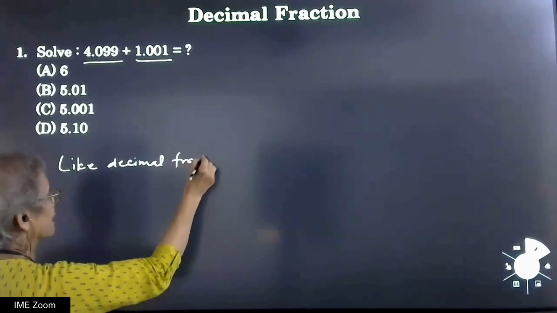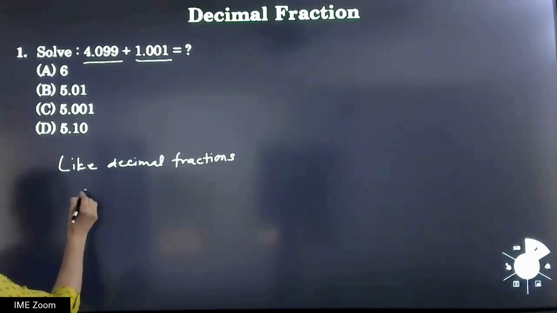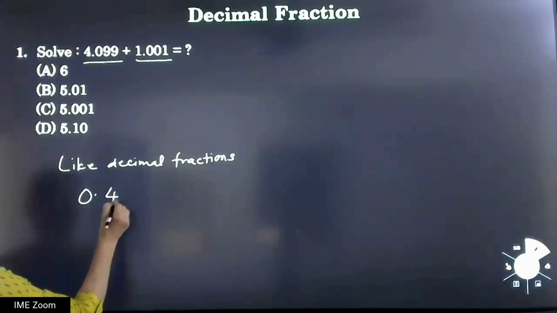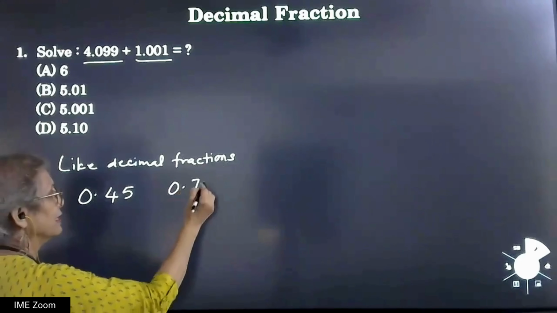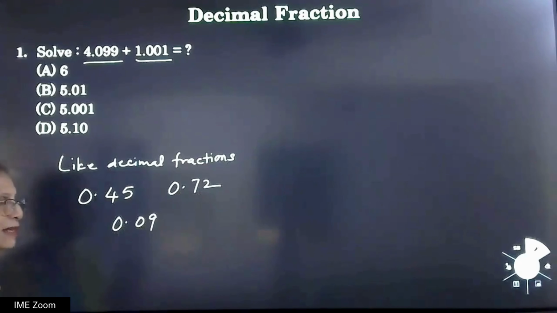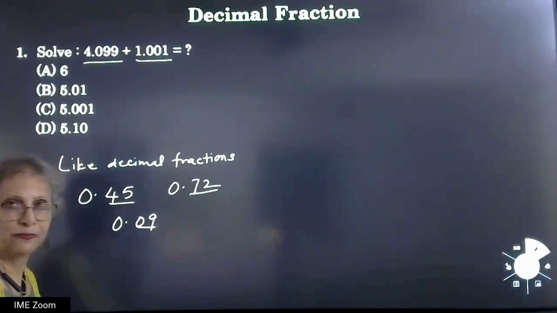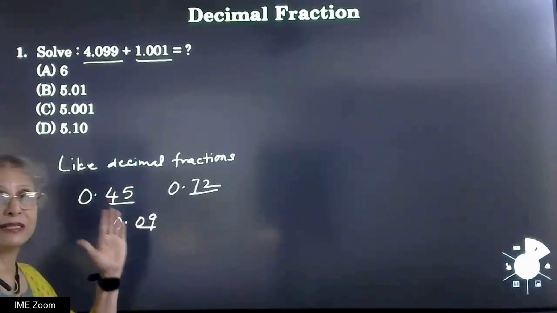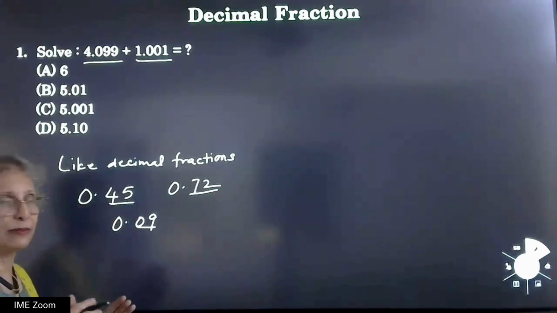Decimal fractions, that is 0.45, 0.72, 0.09. Everywhere there are 2 digits after the decimal, and therefore they are called like decimal fractions. And then it becomes very easy to add them together.